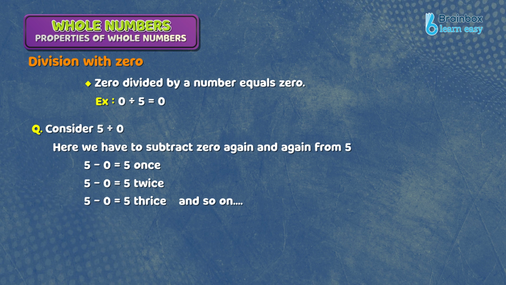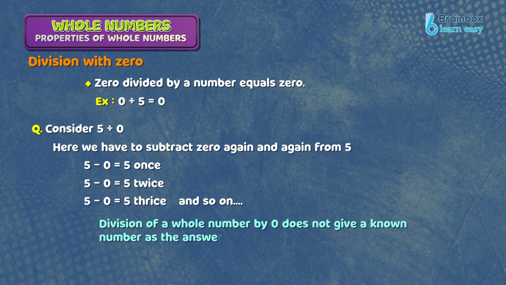So 5 divided by 0 is not a number that we can reach. The division of a whole number by 0 does not give a known number as the answer. Dividing by 0 is impossible. It is undefined.